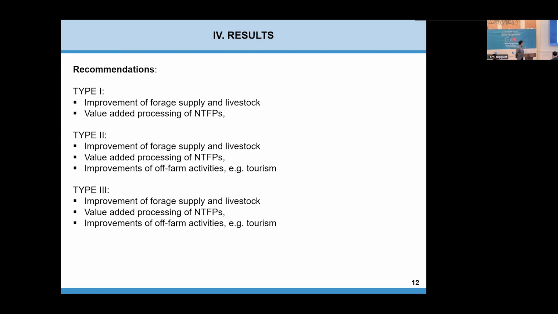Yeah, and specifically for type two and type three, improvement of off-farm activities like tourism, or further improving of tourism, is one of the options that can also contribute to improving income sources for local silvopastoral farm households.